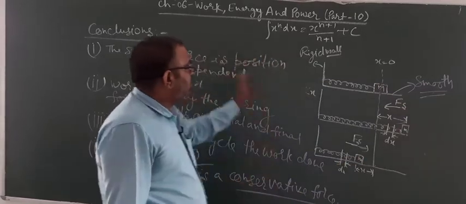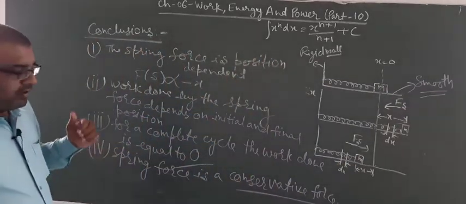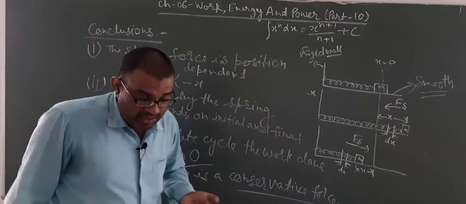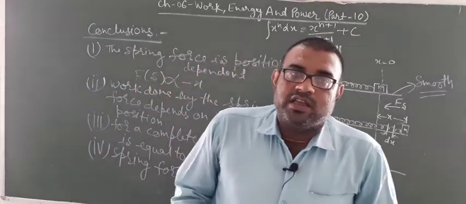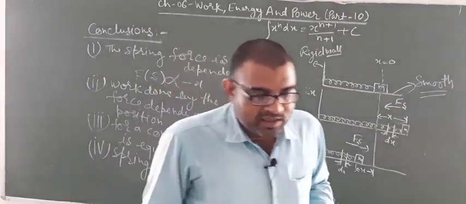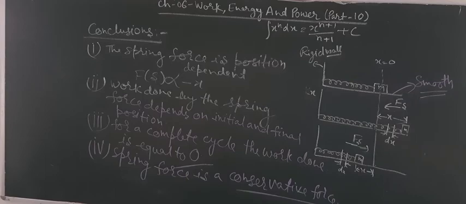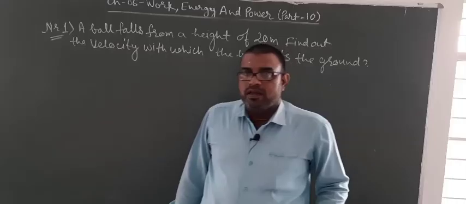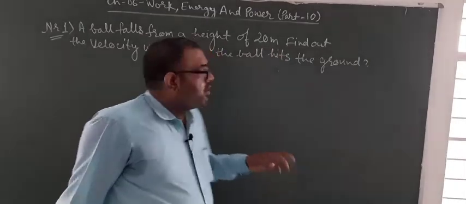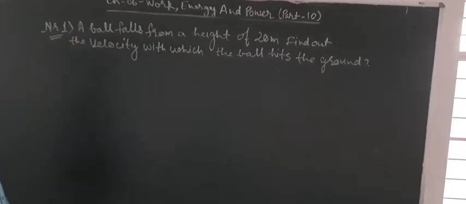So dear students, this is all about the work done or potential energy stored in the spring while compressing or stretching the spring. Now we will discuss numericals based on this. Now we are going to discuss the numerical based on the topics which we had studied. A very simple numerical based on gravitational potential energy. Look at here.